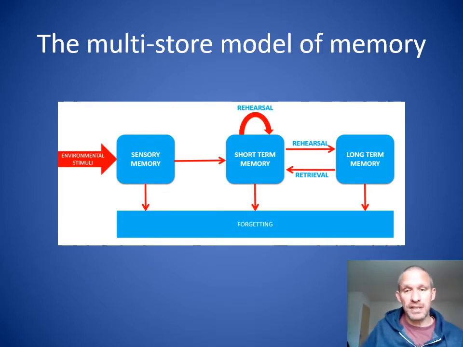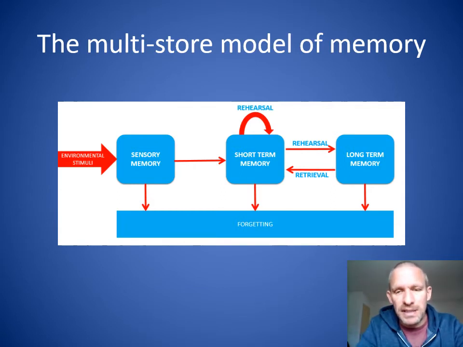Information can be lost at any stage through various mechanisms. We talk about displacement in short-term memory, where it's got a limited capacity. New information will displace other information, or through decay from sensory or short-term memory. And also we'll be covering interference theory in long-term memory. So information can be lost at each stage.